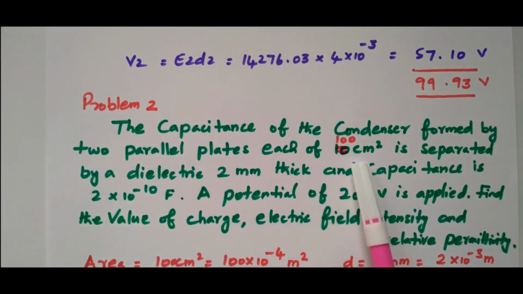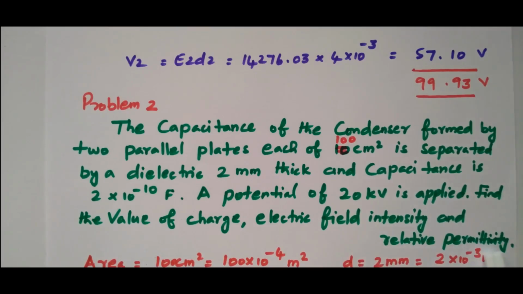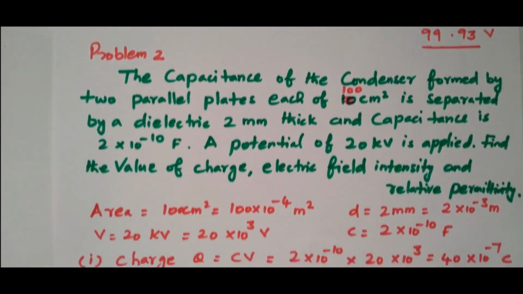Right? So the area of the plate is available, the distance between the plates is available, and the capacitor value is available. The potential applied is 20 kilovolt, 20 kV. We need to find the value of charge, electric field intensity and relative permittivity. We need to find these three values. First we will see the given data.